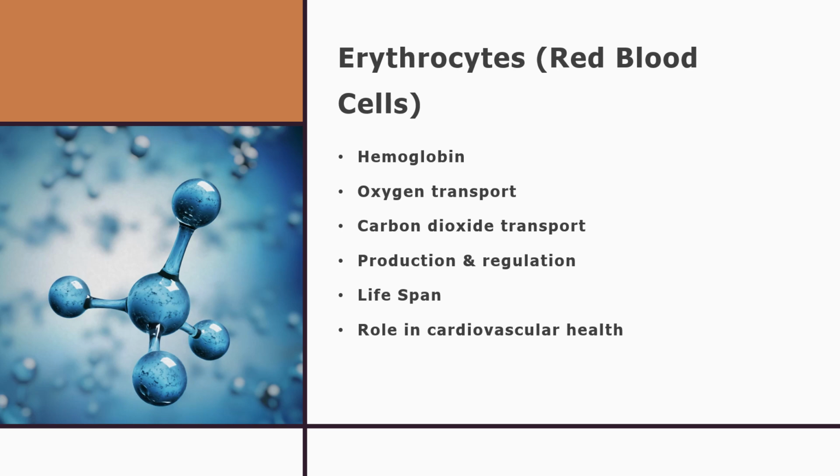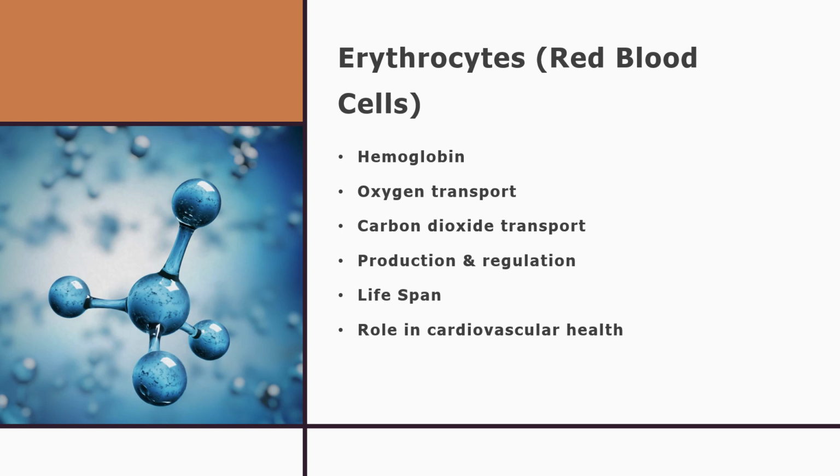Next, we're going to talk about hemoglobin, oxygen transport, carbon dioxide transport, production and regulation, lifespan, and then role in cardiovascular health. So, with hemoglobin, erythrocytes contain hemoglobin, which we discussed earlier, a protein that binds to oxygen in the lungs, and it releases it in tissues with lower oxygen concentrations. Each hemoglobin molecule can carry 4 oxygen molecules.